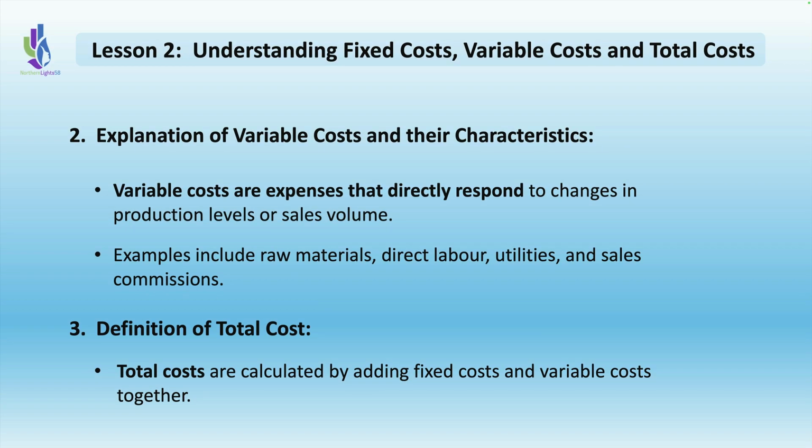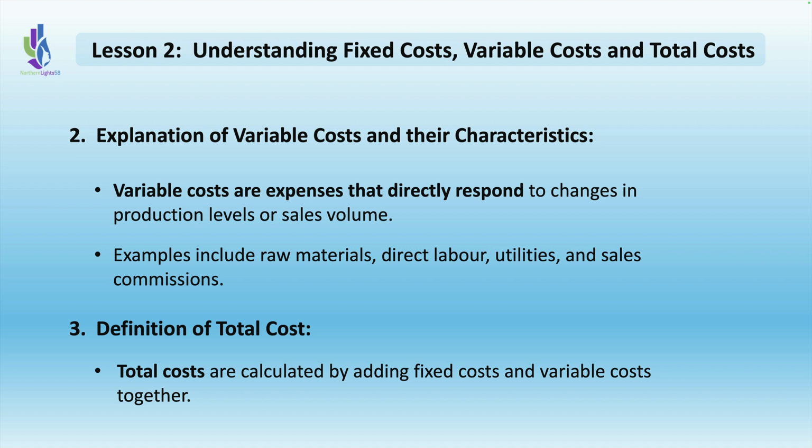Explanation of variable costs. What are variable costs? They are direct expenses that fluctuate in response to changes in production or sales volume levels. Examples of variable costs are raw materials. The cost of materials used in production directly correlates with the quantity produced. Direct labour is another example. Wages paid to workers directly involved in the production process vary based on production levels.